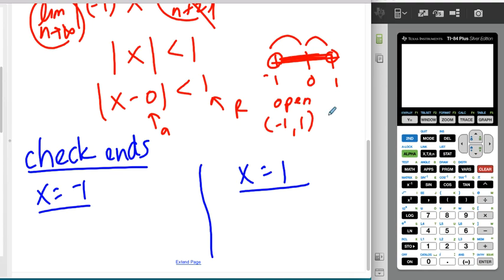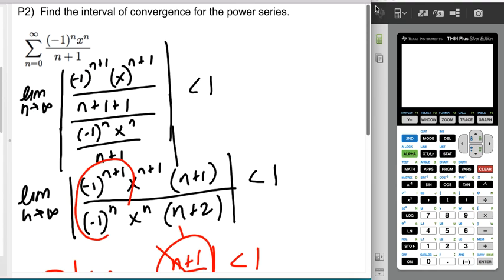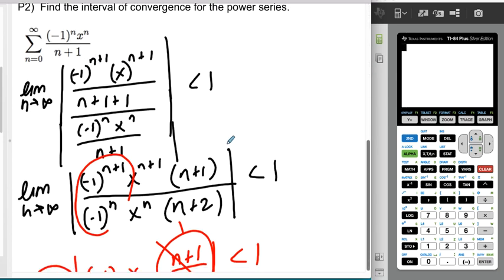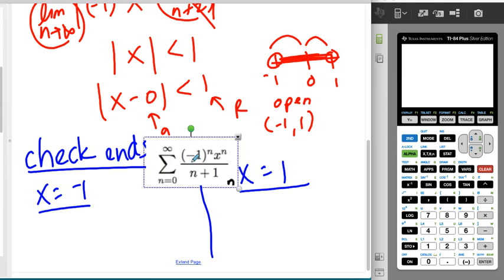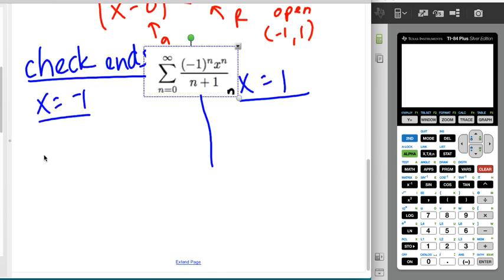And let me just go ahead and drag a copy of that function down so we don't have to do it from scratch, because that seems more sensible. So checking the endpoints, and I think you kind of get the gist of this as you work. If you plug in negative 1, this is going to be the sum from 0 to infinity of (-1)^n times (-1)^n over n plus 1.